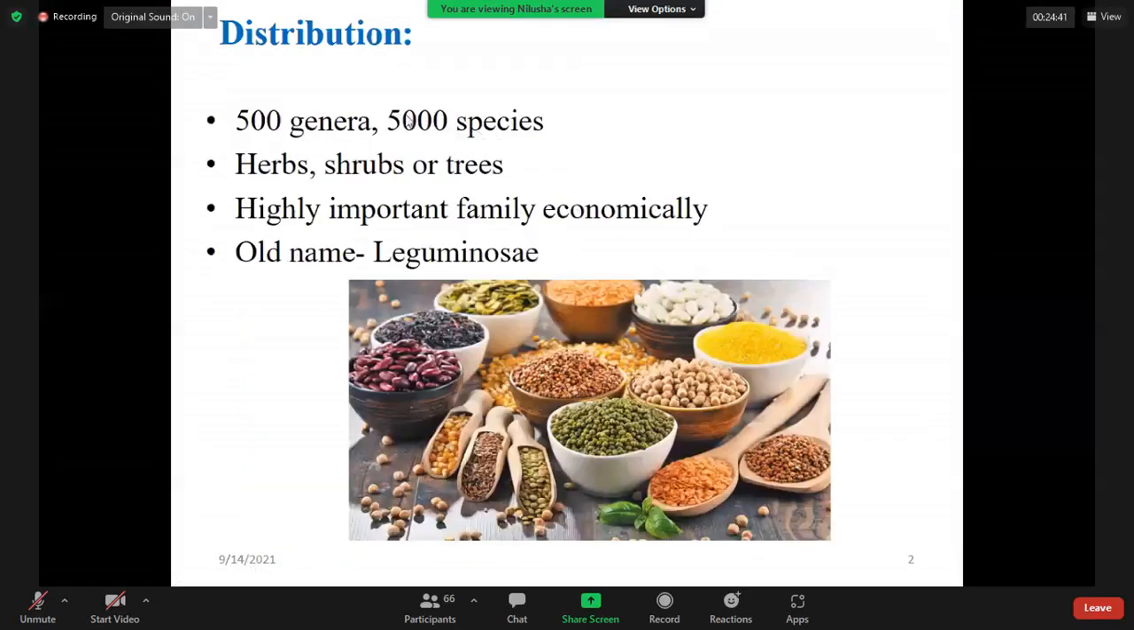Now we will see the description about this family. In the Fabaceae family, about 500 genera and 5,000 species are found. These plants may be herbs, shrubs, or trees. All of them are included in this family. This is a highly important family, because you can see this picture.